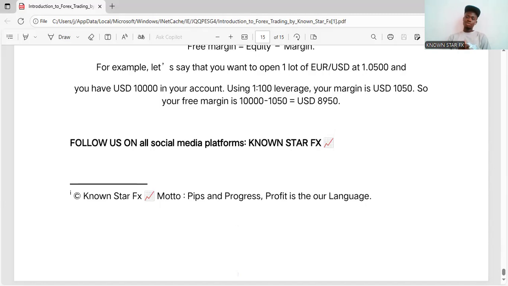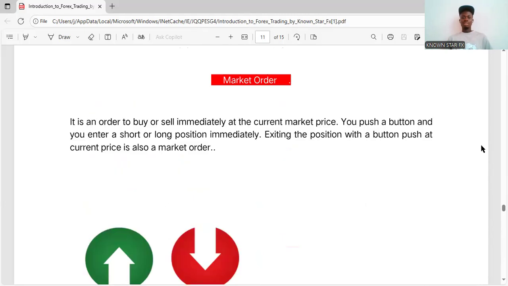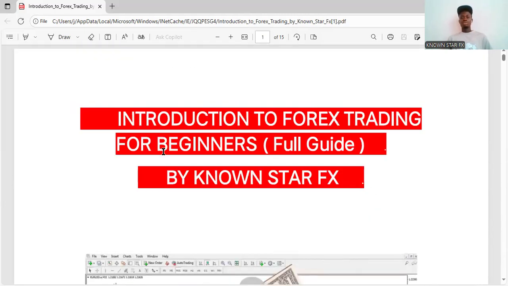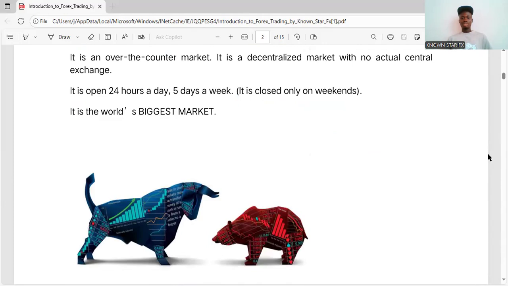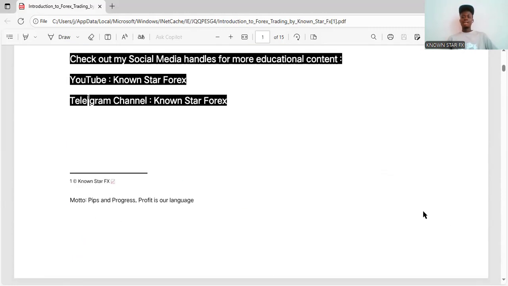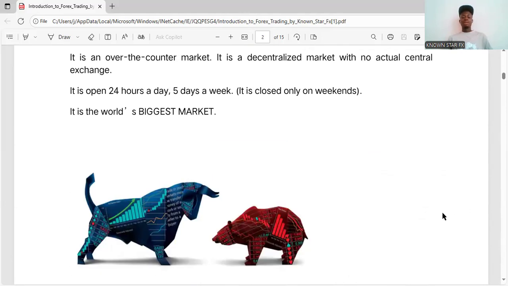I hope I've been able to break everything down about the deep introduction to FX for beginners, the full guide. I tried as much as possible to break everything down and explain the whole terminology, making it very, very simple. And what are the benefits of trading Forex? You necessarily don't have to work 24/7, but it requires a lot of attention, effort, consistency, and discipline. And at the end of the day, you'll be able to make it big and make good profits.